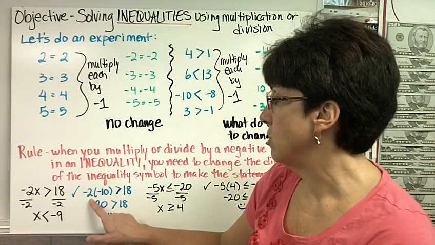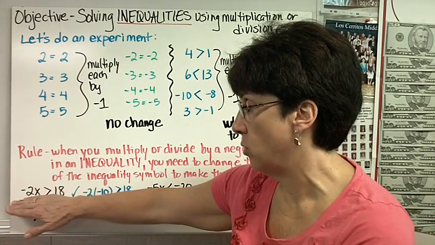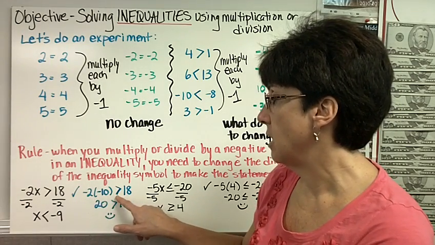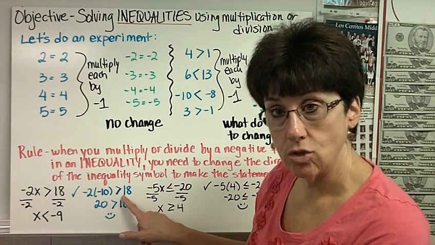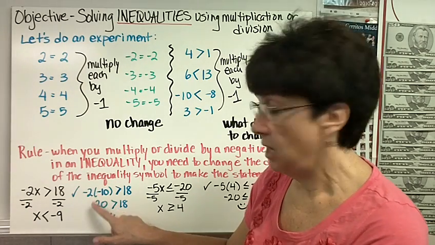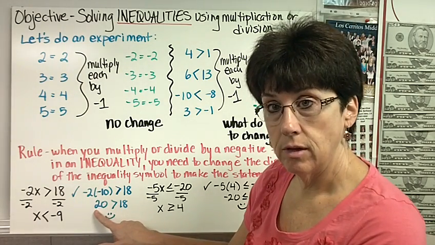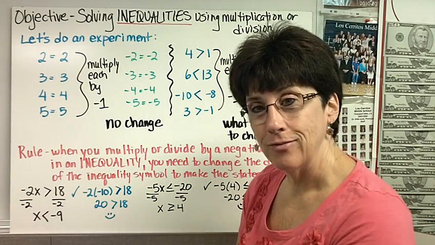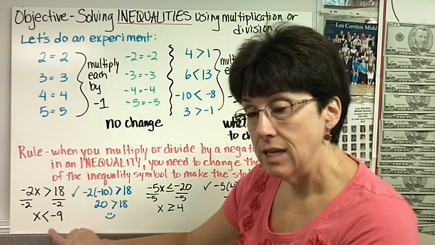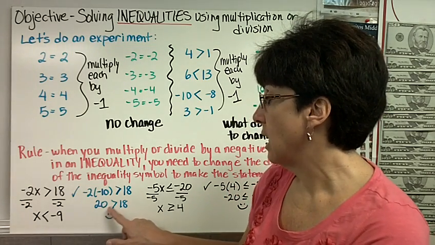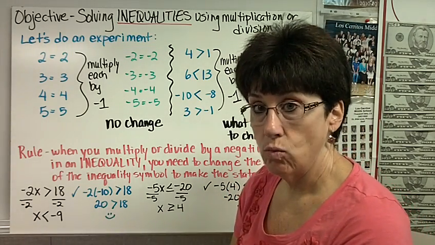So now I'm going to substitute -10 into my original equation of -2 times x. -2 times -10 is greater than 18. Well, is this true? Show me. -2 times -10 is +20, because negative times negative is positive. And 20 is greater than 18. So that's true. If we hadn't changed the direction of the inequality, we would say 20 is less than 18, and that would be wrong.